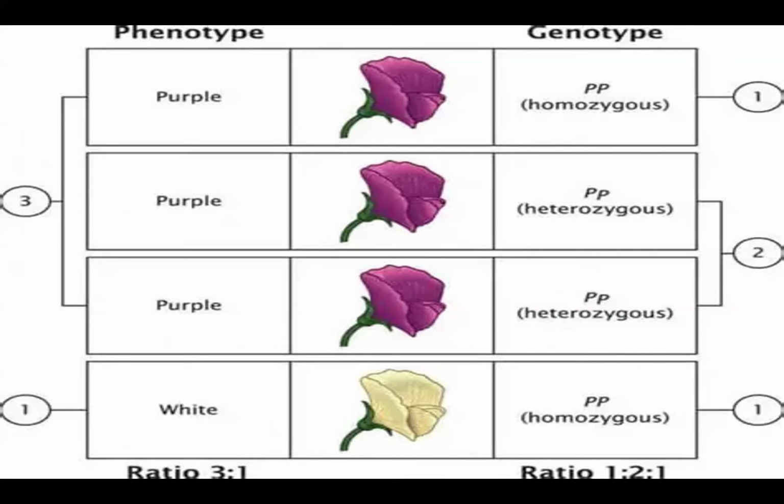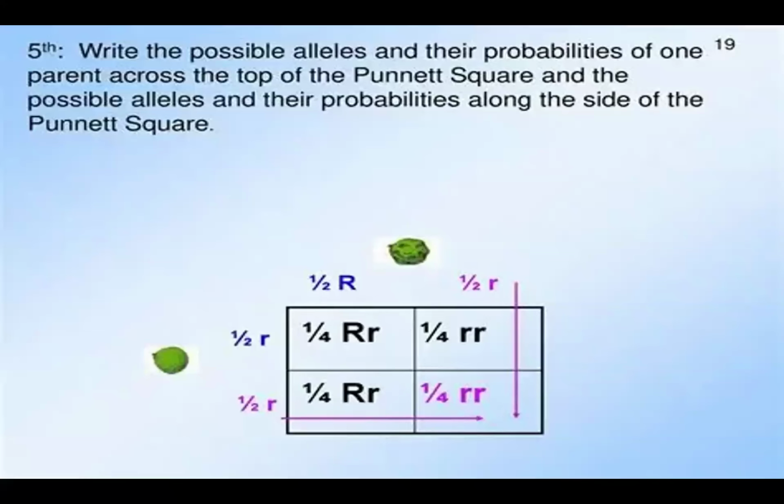How to construct Punnett squares? You have to write the possible alleles and the probabilities of one parent across the top of the Punnett square and the possible alleles and the probabilities along the side of the Punnett square.